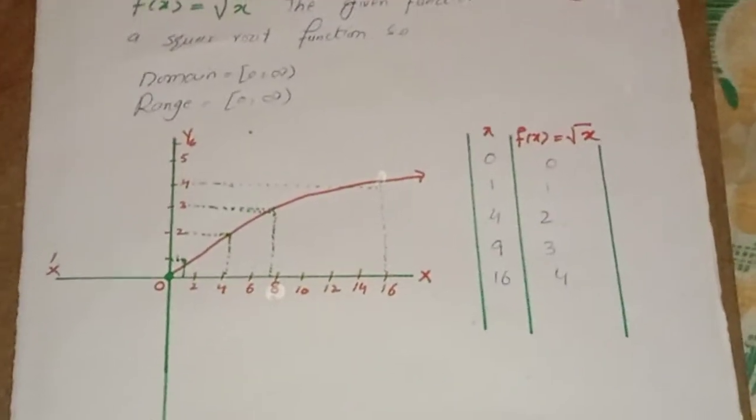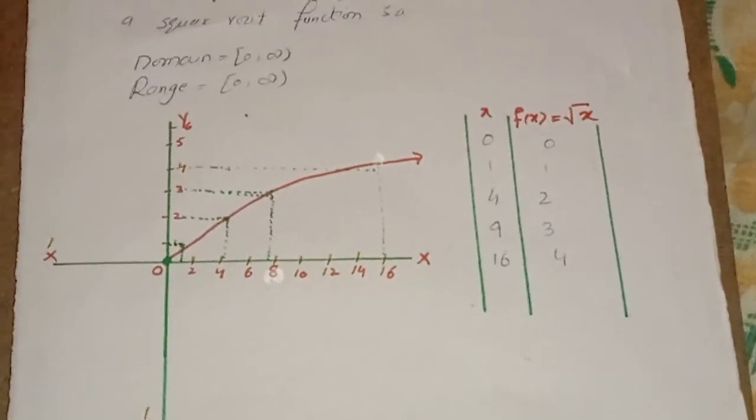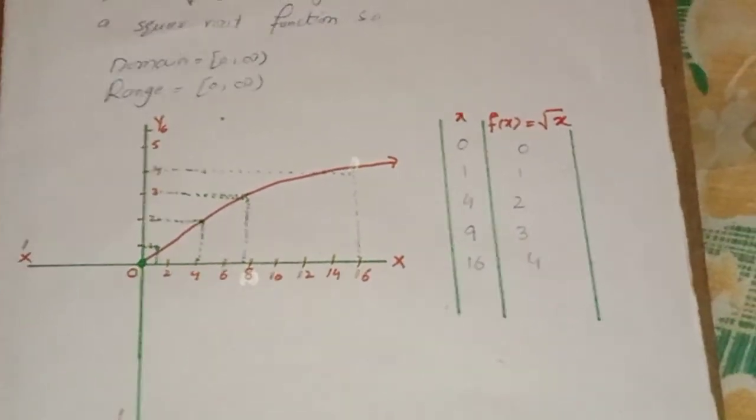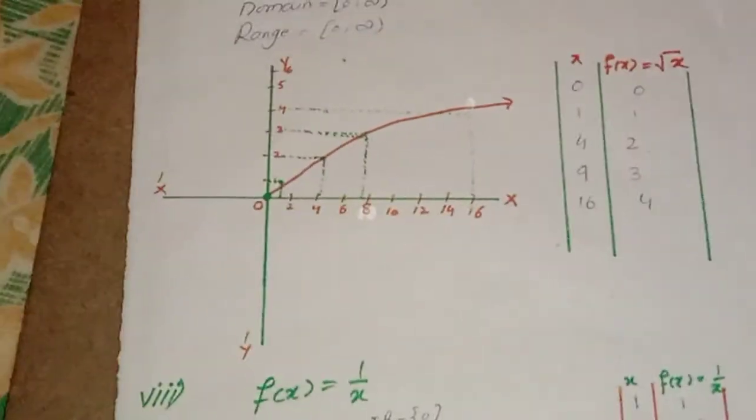If we put x equal to 0, it will give us 0. When we put x equal to 1, it will give us 1. When we put 4, it will give us 2. When we put 9, it will give us 3. When we put 16, it will give us 4.